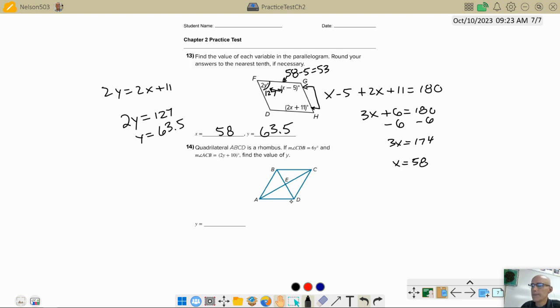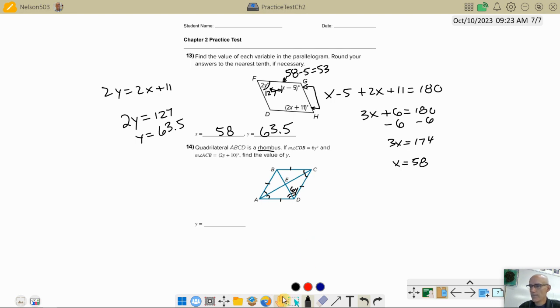All right. Next one. Put a parallelogram down. It is a rhombus, so try to make all the sides look equal to each other. In a rhombus, the diagonals bisect the angles. So these angles here are getting bisected. These angles down here are getting bisected, right? All right, so what do they tell us? CDB, CDB. This one right here is 6y.